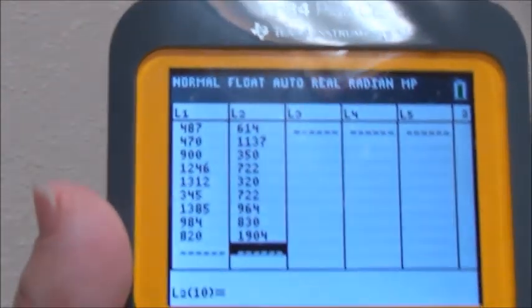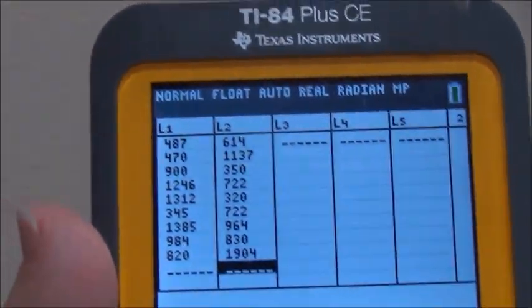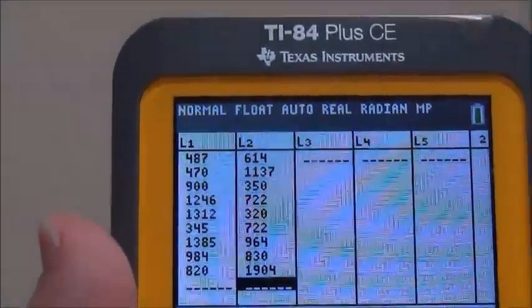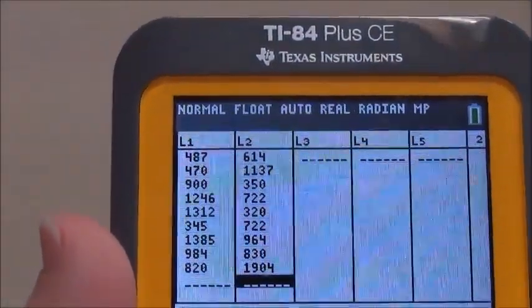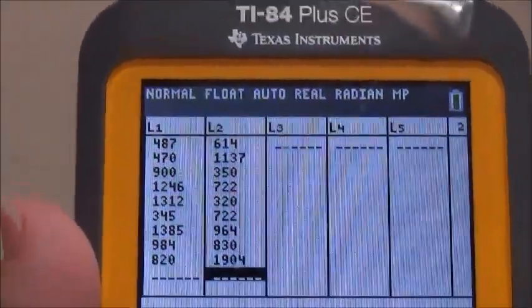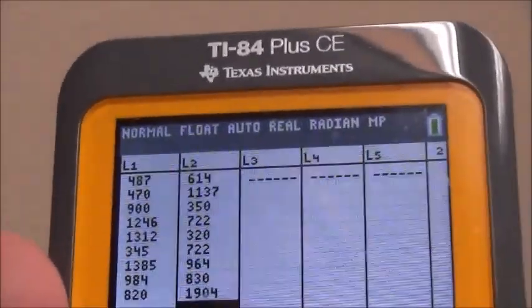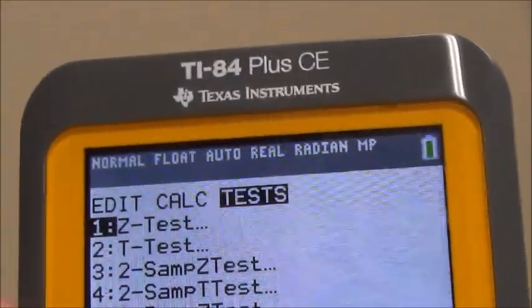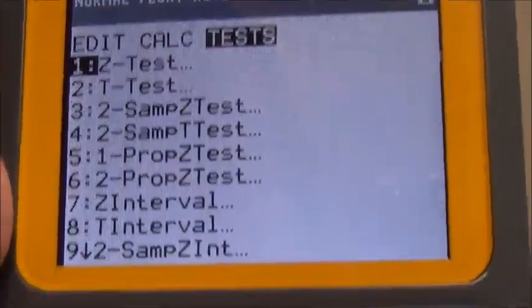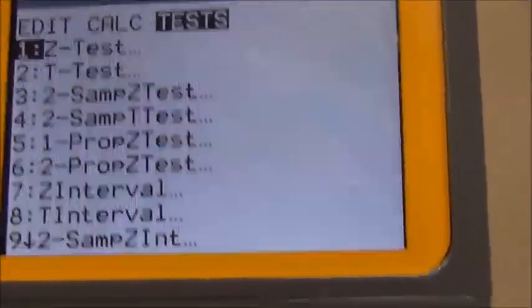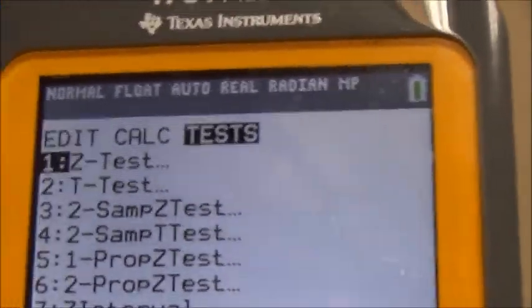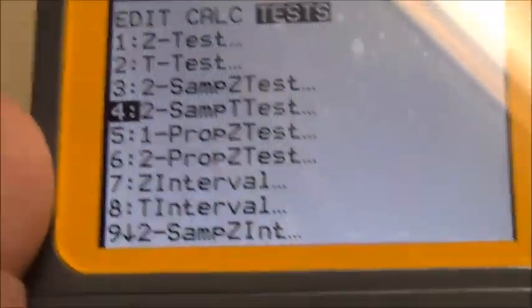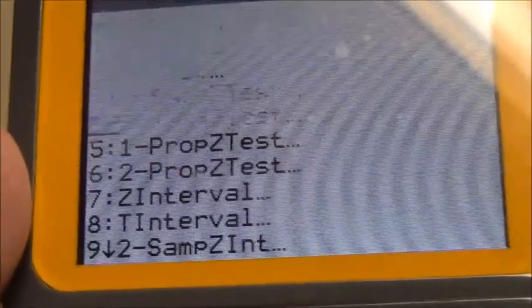So again, you have to put your lists in list 1 and list 2. So go ahead and hit the stat button, number 1 to edit. You can see I've already typed my list in there, but if not, you may want to pause your video to get your list in there. Once you get your list in there, you're going to hit the stat button and cursor over to tests. So this time we are doing the t-test. So we're doing the 2-sample t-test, which is number 4. You can either cursor down to number 4 and enter, or you can just press the number 4.